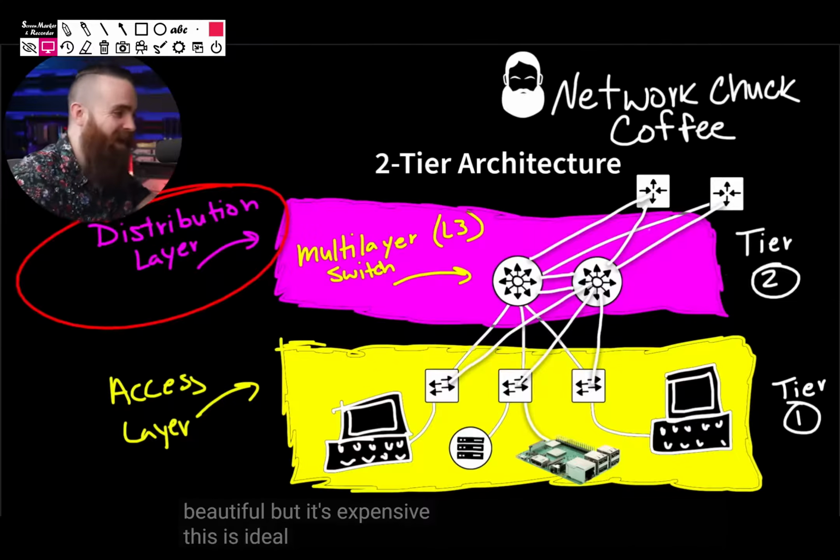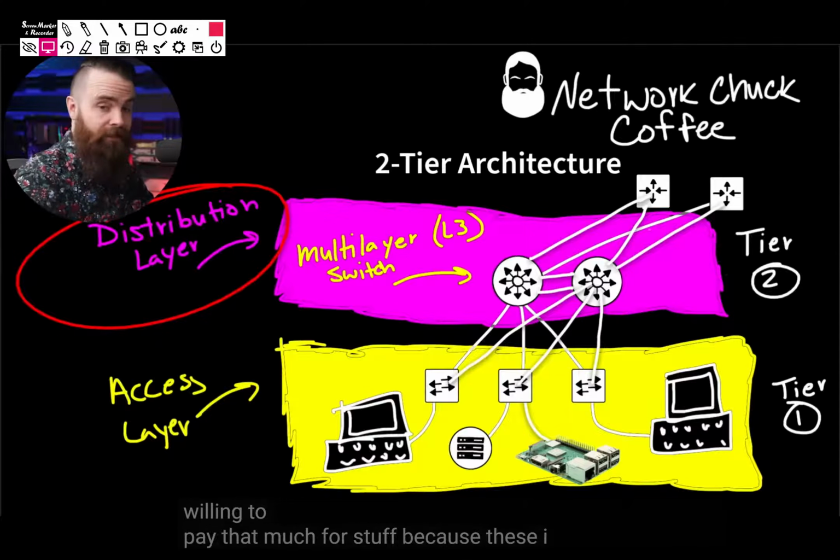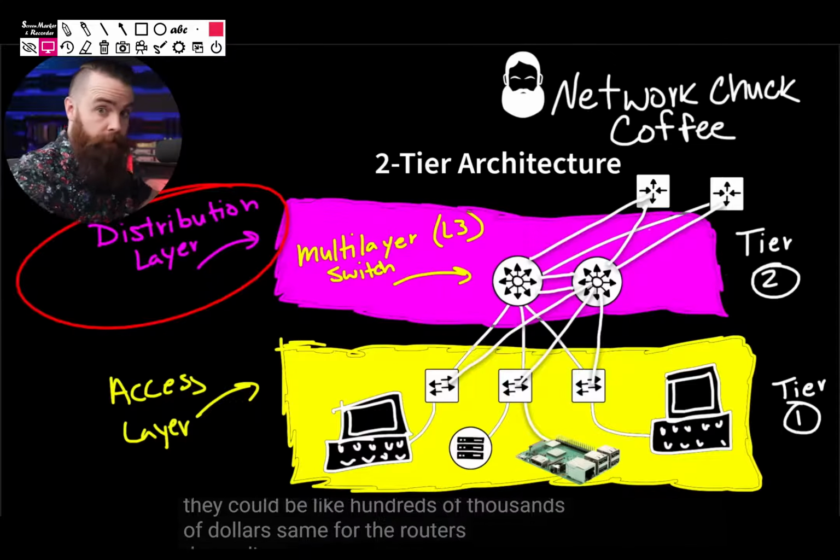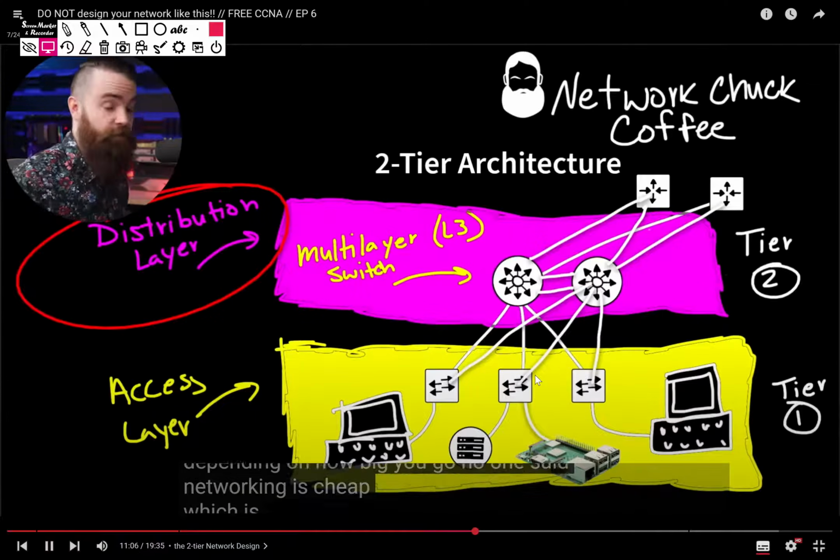This is ideal. A lot of companies aren't willing to pay that much, because, oh my gosh, these layer 3 switches could be hundreds of thousands of dollars. Same for the routers, depending on how big you go. No one said networking is cheap, which is why we make the big bucks.